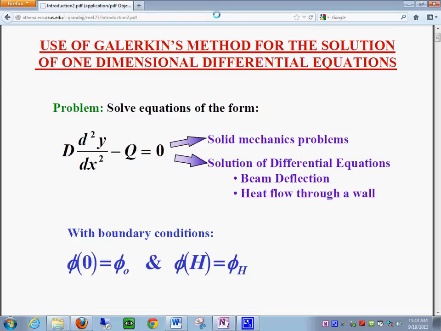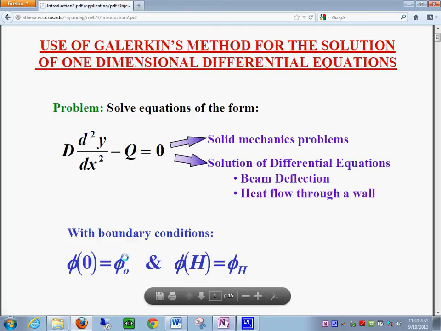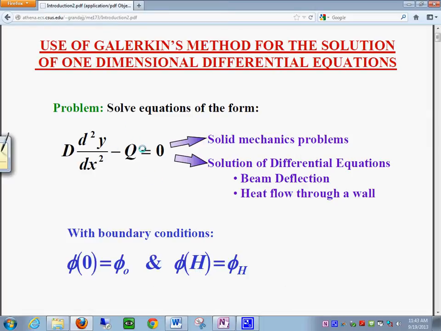Okay, so in this case you have a situation with the basic equation in here, d squared y over dx squared, with the boundary conditions that we do know: a value of phi at x equals 0, and we know also the value at x equals h.